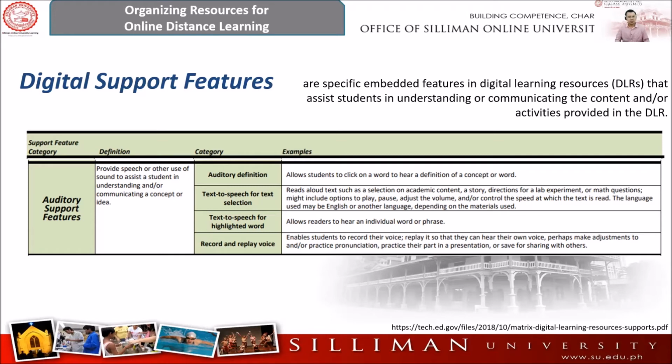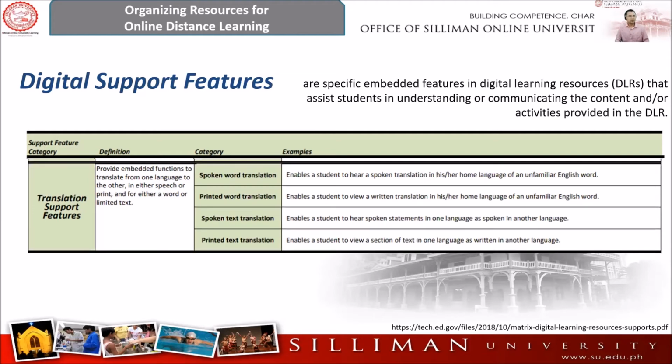And I think you experience something like this. Record and play voice is the fourth category of auditory support features. It enables students to record their voice, replay it so that they can hear their own voice, or perhaps make adjustments to practice pronunciation. The next category for support feature is the translation support features. These provide embedded functions to translate from one language to another in either speech or print, or either a word or limited text. And there are four categories under this feature.